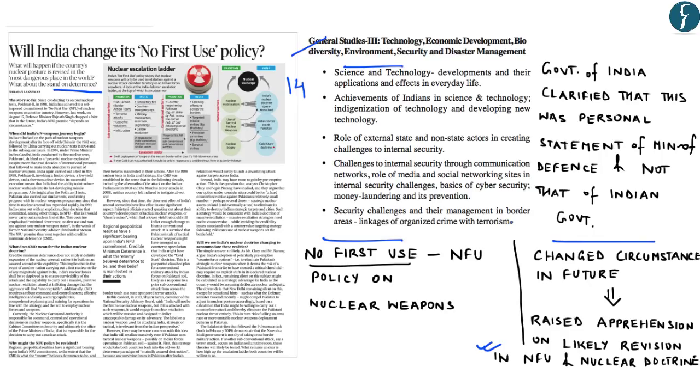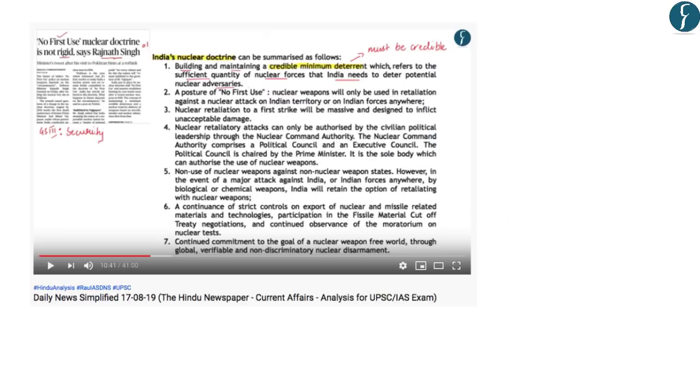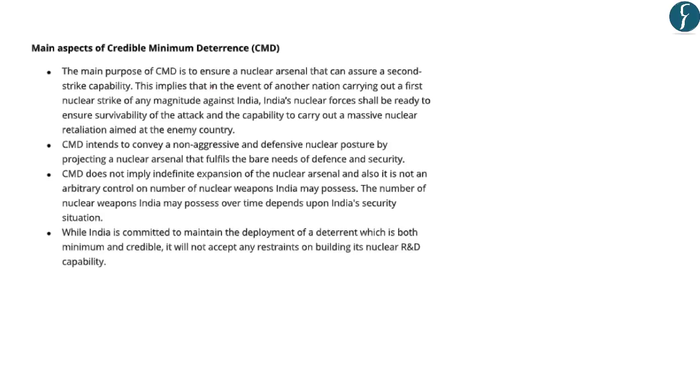Now, we have discussed the no first use policy on several occasions in previous DNS videos. Therefore, in today's section, we will discuss the second main aspect of India's nuclear doctrine, that is credible minimum deterrence. India's nuclear doctrine with respect to no first use was discussed by Mehak Ma'am on 17th August 2019, so you can refer to the video of 17th August 2019 to understand in detail what was discussed with respect to no first use policy. On this note, let us understand credible minimum deterrence.